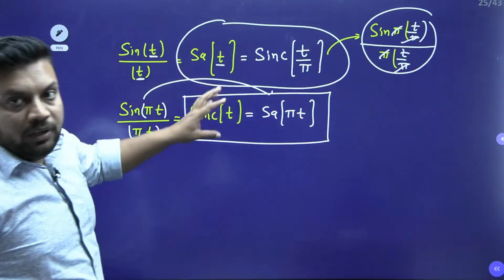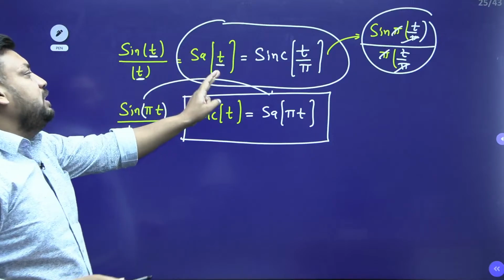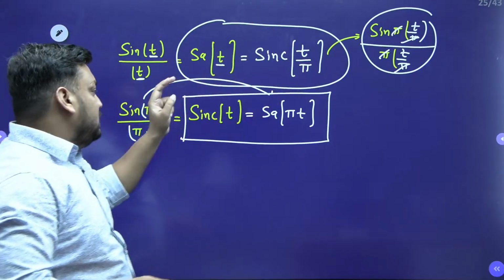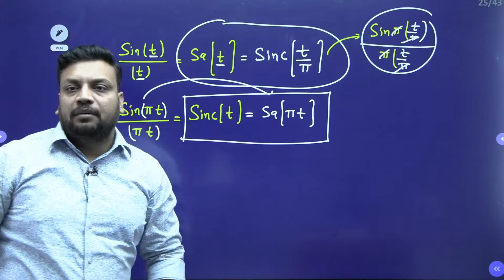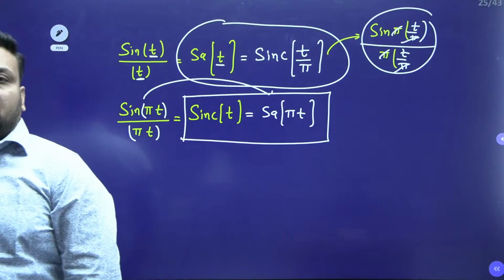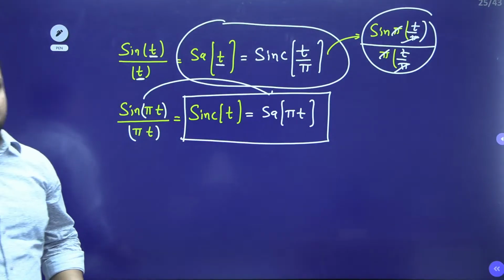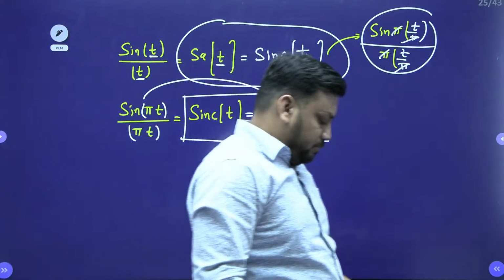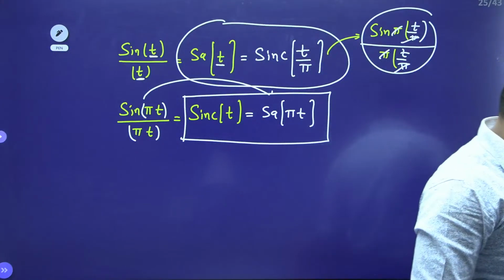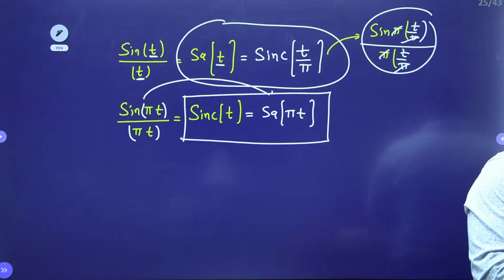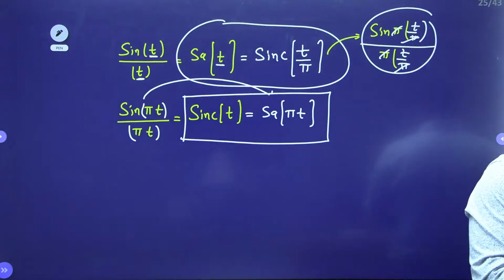So this is the important relation you have to remember. Sampling of t is nothing but sinc of t by pi, and sinc of t is nothing but sampling of pi t. Both the relations you need to remember, guys. All of you just do reply fast. Is this completed?